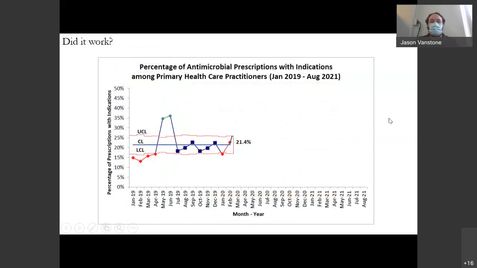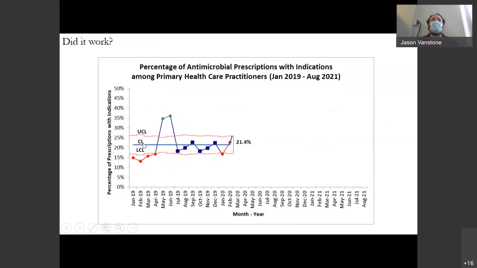So the question is, did this work overall? We've been doing this for, I guess, 2 years. It's 2022, so 2 years that we've been sending this data out. For when we published this, we just had data up till the end of last summer. And this is a control chart which shows, for each month, the percentage of prescriptions with indications. You can see that it varies from month to month, and we had it go higher some months and lower some months. But you can see, on average, this middle line here is 21.4%.